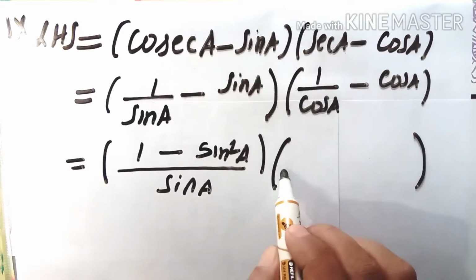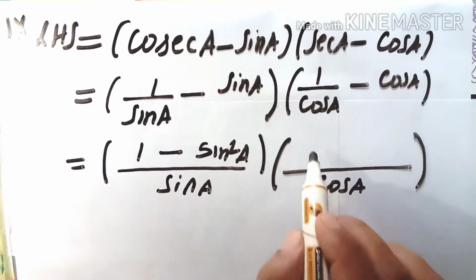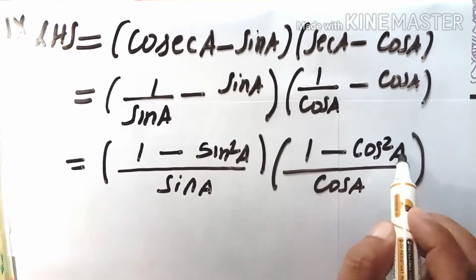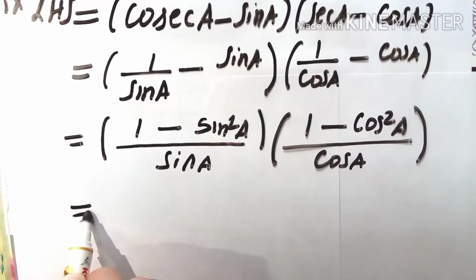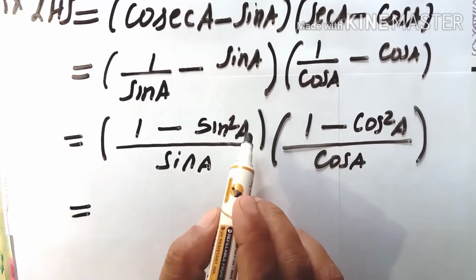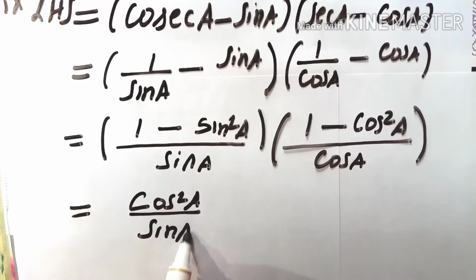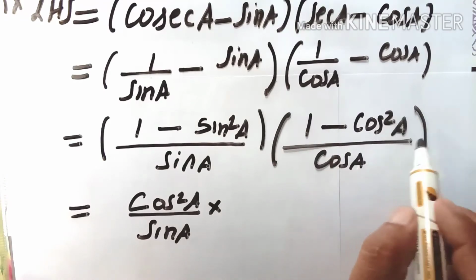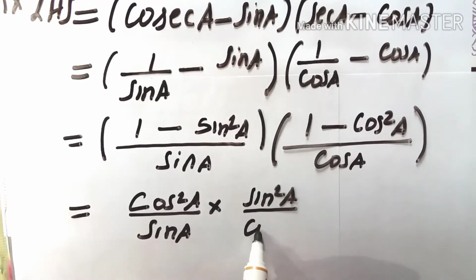Similarly, again take the LCM of cos A and 1, which is cos A. So taking the cross, we get 1, minus cos A into cos A equals cos² A. Now we are left with squares, which means we can take the identities. So 1 minus sin² A equals cos² A, divided by sin A, into, again with a square, we can take the identities: 1 minus cos² A equals sin² A, divided by the next one, cos A.